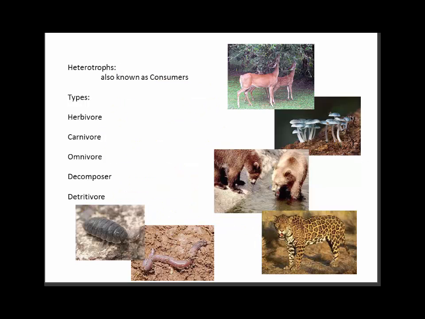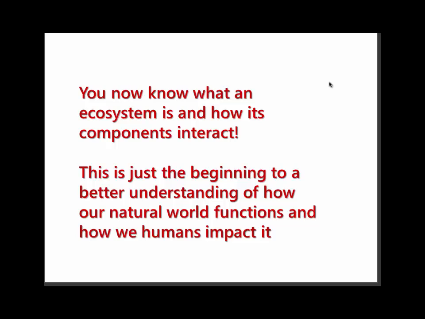So that was a lot of information. You now know what an ecosystem is and how its components interact. That's the first step in a long process to understand how our natural world functions and how we humans impact it. We can't understand how we impact the environment, ecosystems, and species unless we know how ecosystems work. So you did a great job, and I'll see you back here for another lecture for the AP Environmental Science classroom.